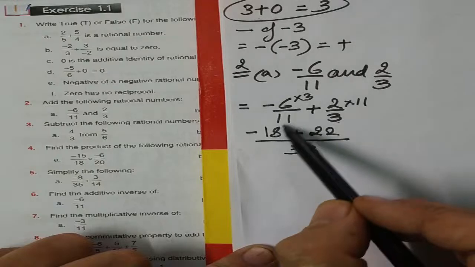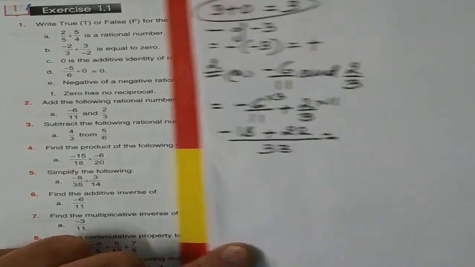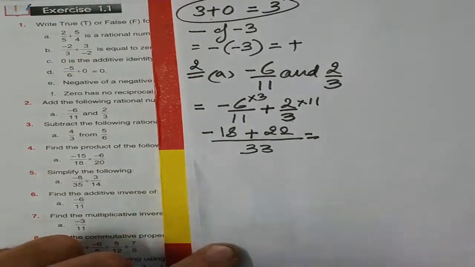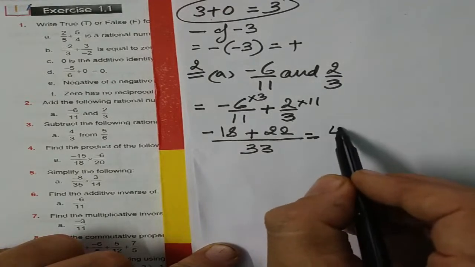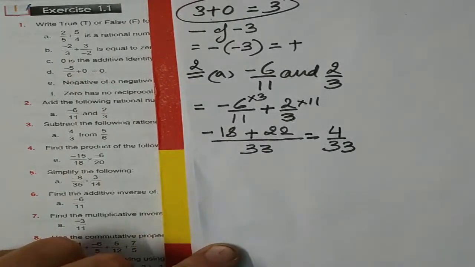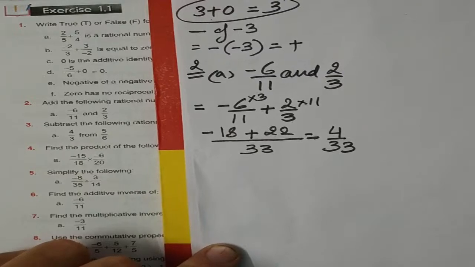So 6 into 3 is 18. 2 into 11 is 22. And the answer becomes 22 minus 18, subtract, it will become 4 upon 33 and the sign will be plus. So it is plus 4 upon 33.